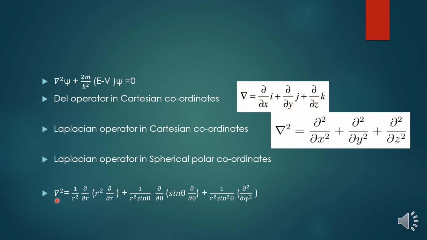Afterwards, we are going to see how to use this del square operator to obtain the Schrodinger's time independent equation for the hydrogen atom. We will use this del square operator and the potential experienced by the electron in the hydrogen atom, and then we will write down the Schrodinger's time independent equation for the hydrogen atom in the spherical polar coordinate system.